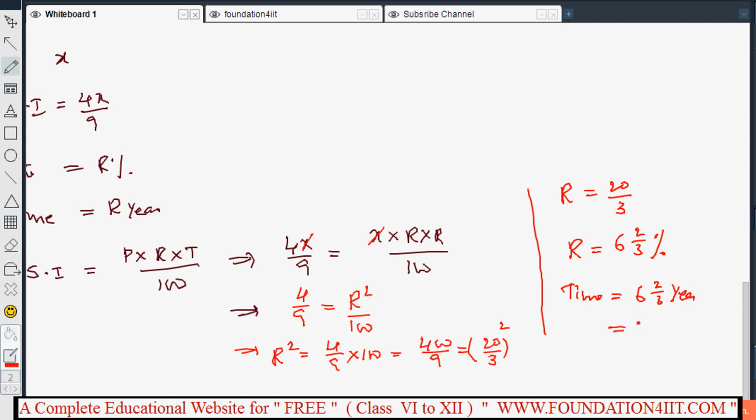Okay, that is 6 years, 2 by 3, that is 8 months. Because 8 months is nothing but 8 by 12, that is 2 by 3. So 6 years, 8 months is the time. So when numerically equal, we can solve in this. Hence rate is equal to 6 2 by 3% per annum and time is 6 years, 8 months.